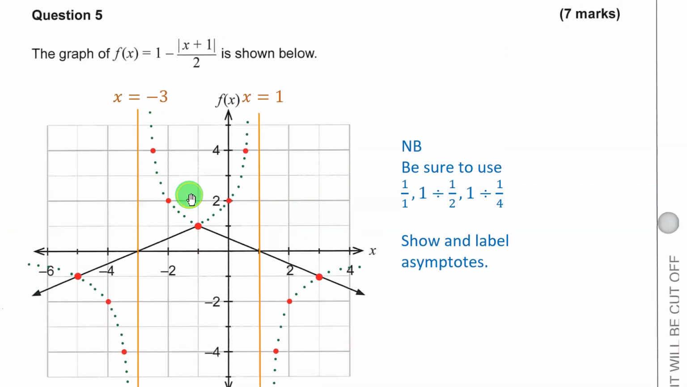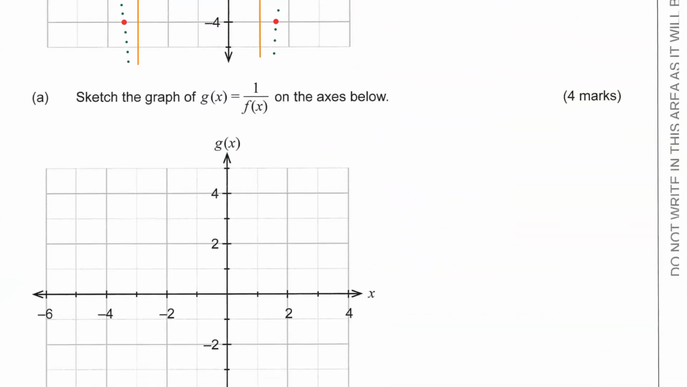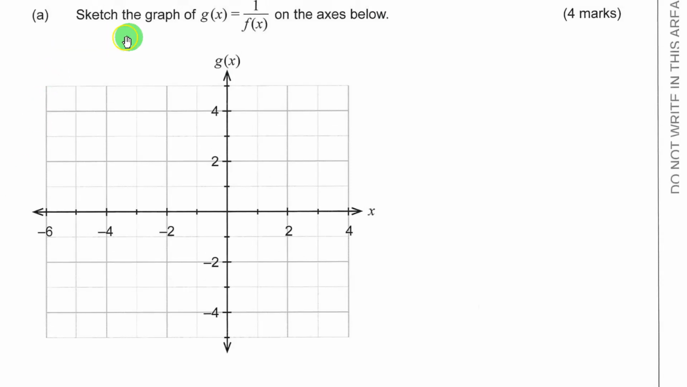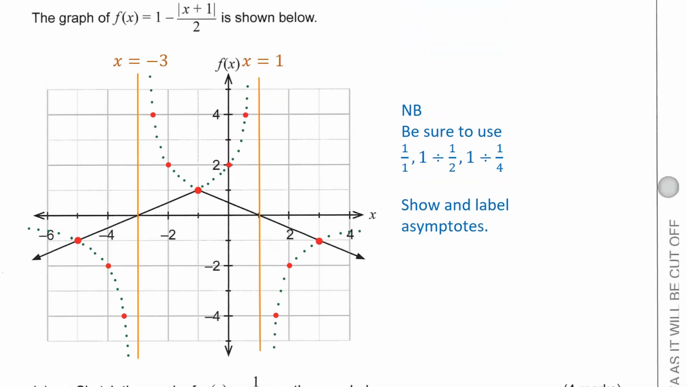So question 5, we are given a function and its graph, and the question, I'll just slide down to show you here, is sketch the graph of the reciprocal of the function on the axis below. So I'll actually do it upstairs. We're getting 4 marks for this part, and then we'll see what comes next.